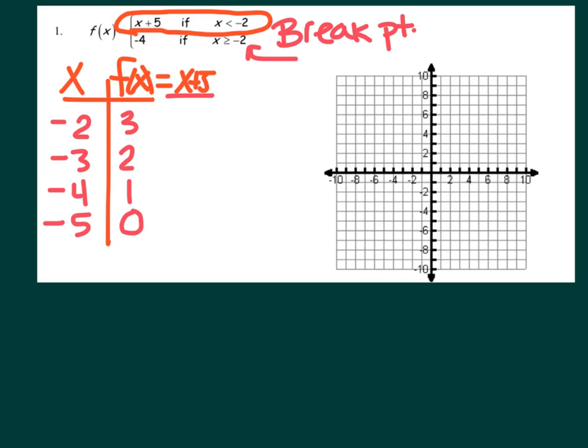So now I know what this function is going to look like. The other thing I should anticipate is that this is the equation of a line, x plus 5. The slope is 1, and the y-intercept is 5. But these are the points I'm going to start with. So let's go ahead and sketch them on your graph.